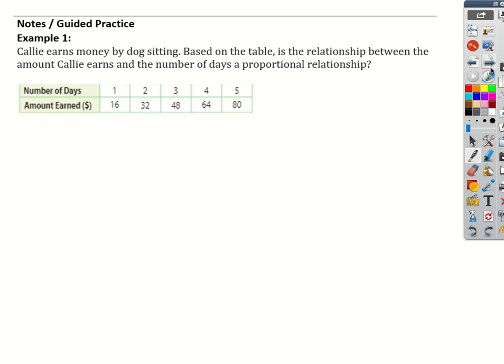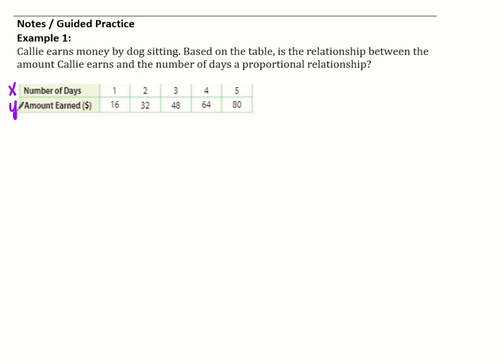I'm going to do a lot of ratio writing in comparison of two ratios. So I want you guys to follow me along on this, okay? This says that Callie earns money by dog sitting. Based on the table, is the relationship between the amount Callie earns and the number of days a proportional relationship? There's a couple different things that I want you guys to do every time you look at this. So we're calling these input and output, okay? And again, I'm kind of front loading you guys for what we're about to get into, but I want you to label this table X and Y. And X is known as the input and Y is known as the output.